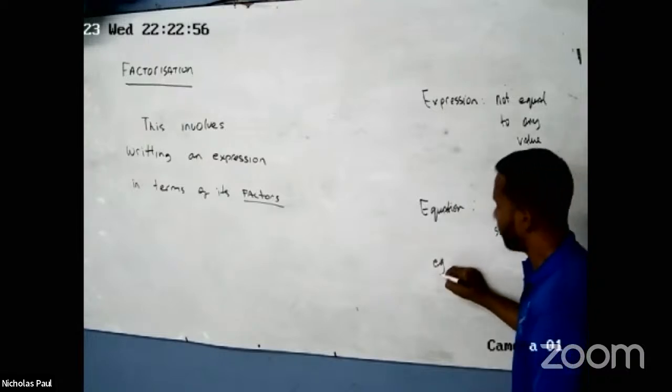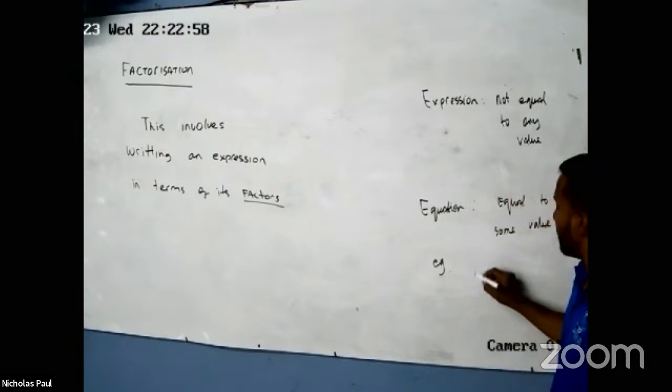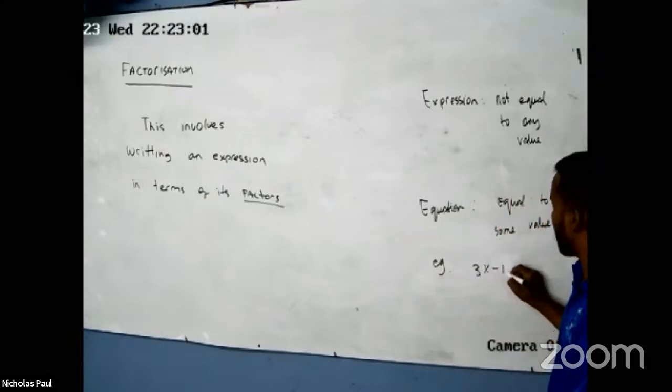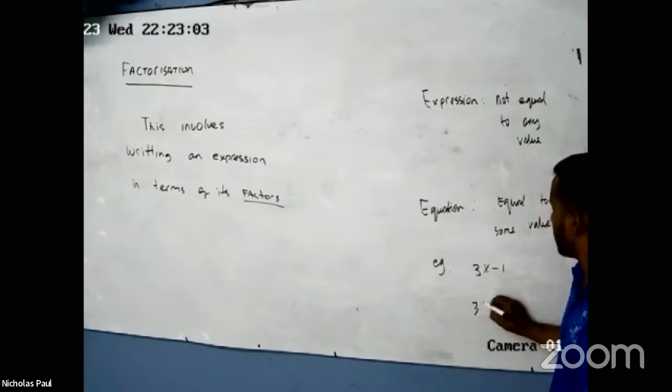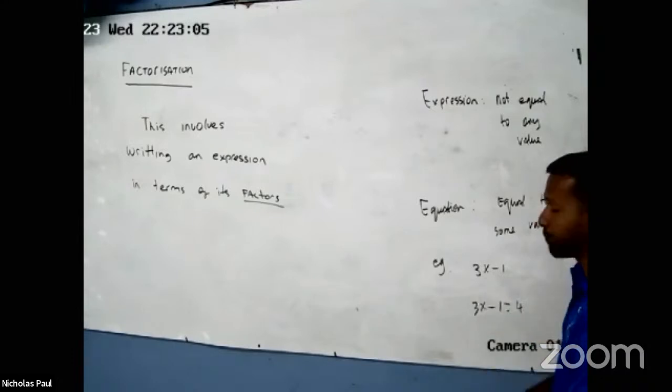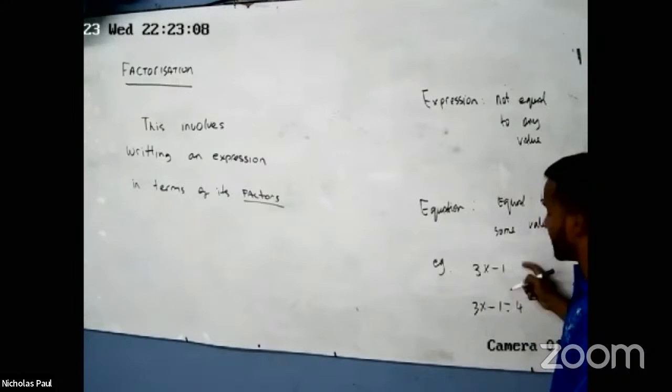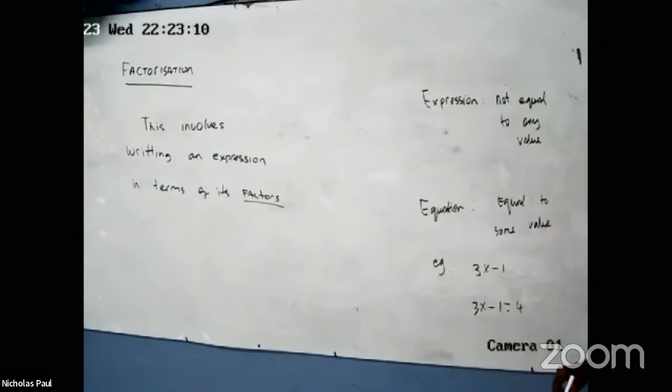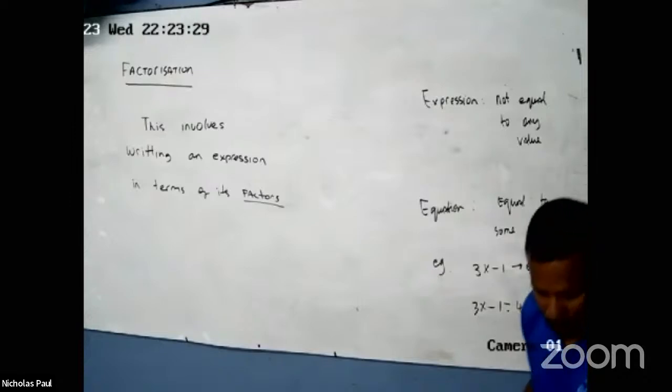For example, if I gave you 3x minus 1, and I gave you 3x minus 1 is equal to 4, right? Which of these is an equation? The one with it equal to some value, right? So this here is an equation. This here is an expression. Okay? So you have to know what's an expression and what's an equation. Let's make a note of that quickly, please.